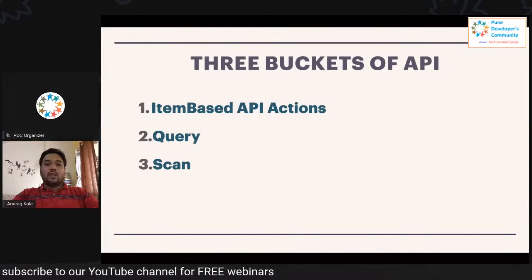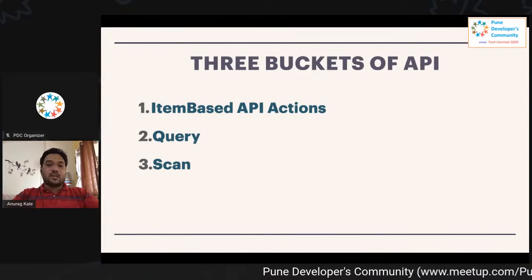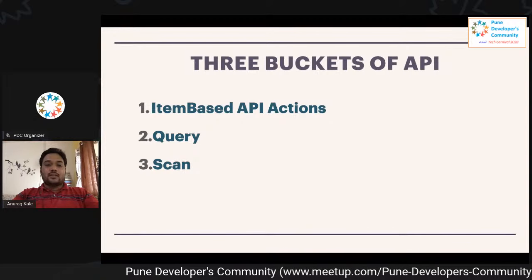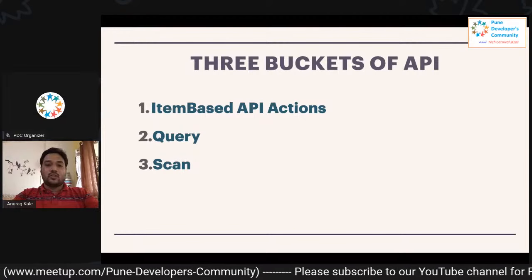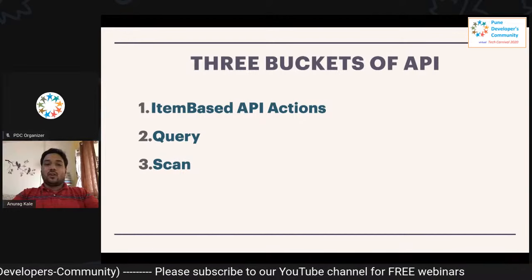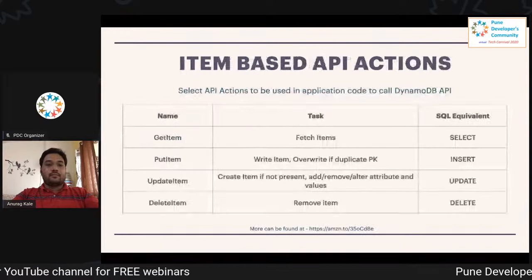There are three major buckets of APIs. The first bucket is item-based APIs. Item-based, as the name suggests, means you can do actions on a single item with these API actions. Then there is something called a query, and there is something called a scan. Let's look at them one by one.